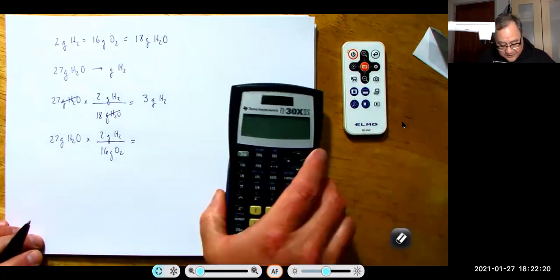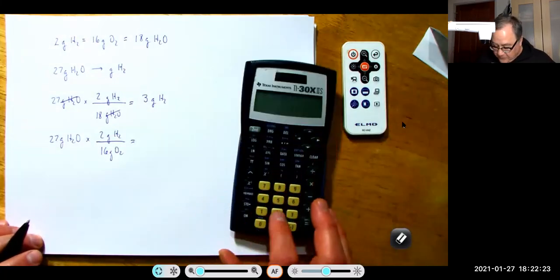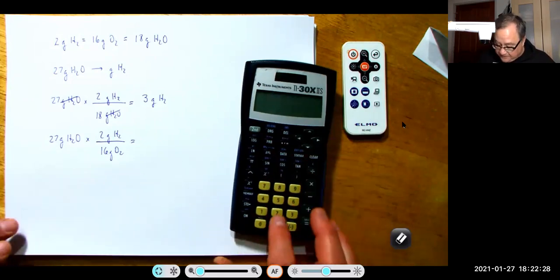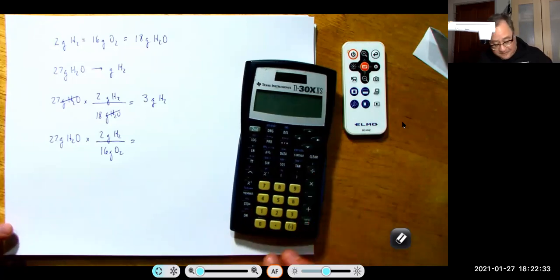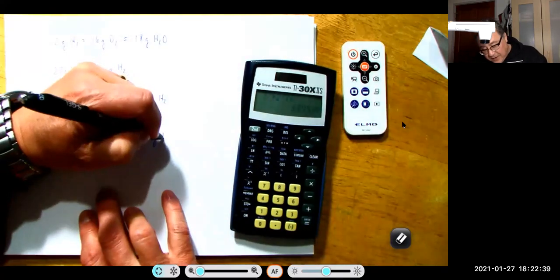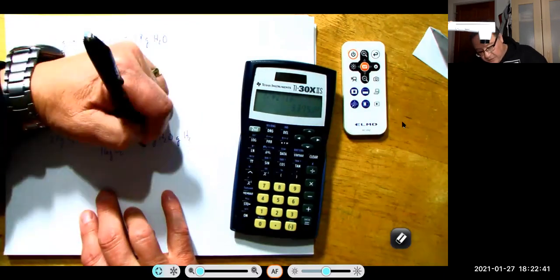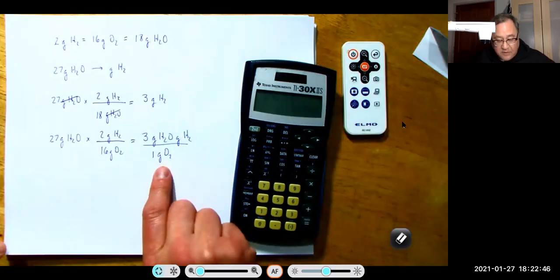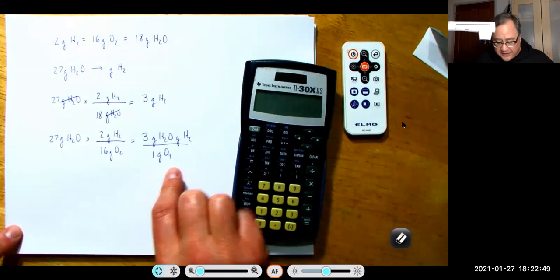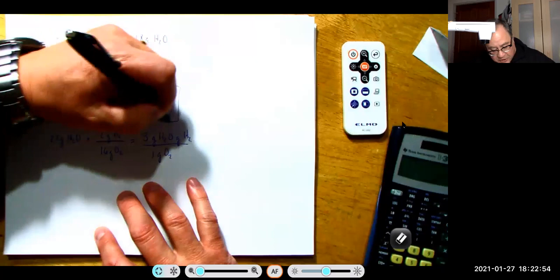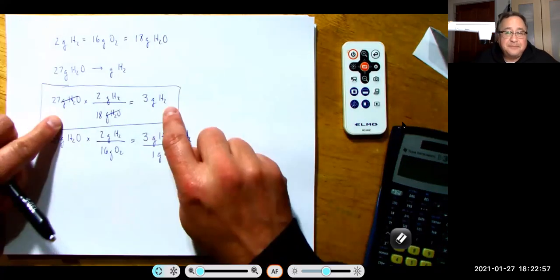So when we do this, we're going to get one significant figure, and let me clear my calculator. 27 times 2 divided by 16 comes out to 3. So we get 3 grams of H2O, grams of H2 over grams of O2. And that's hardly what we wanted if we wanted grams of H2. So I don't know if this helps you with what I'm looking for, but if we were trying to figure out the grams of H2, this is what you would show.